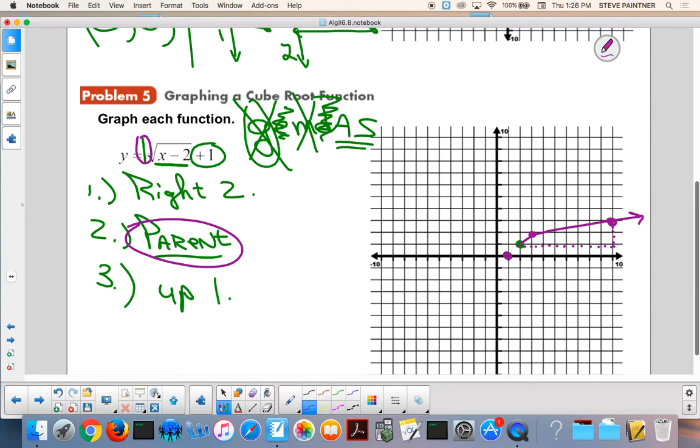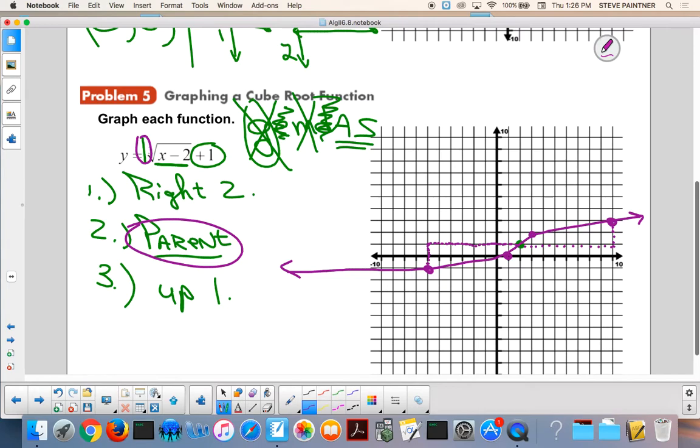Left 1, down 1, left 8. 1, 2, 3, 4, 5, 6, 7, 8. Down what? 2. I think I went 8. 1, 2, 3, 4, 5, 6, 7, 8. Yep. Okay. And then it just kind of rolls its way this way. Okay? See it?